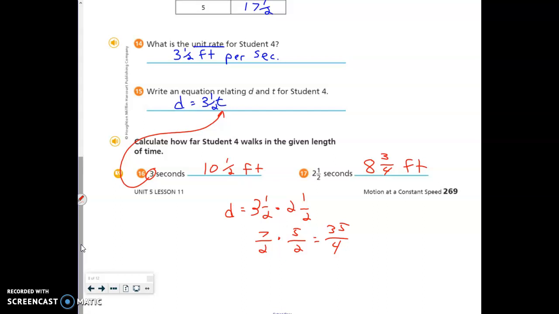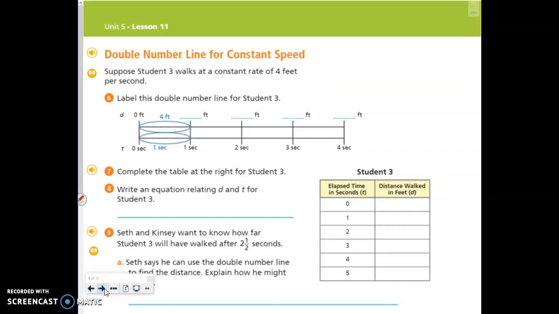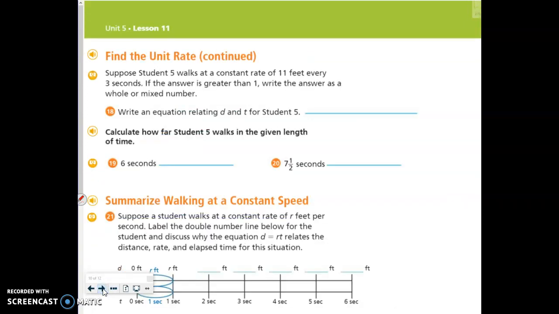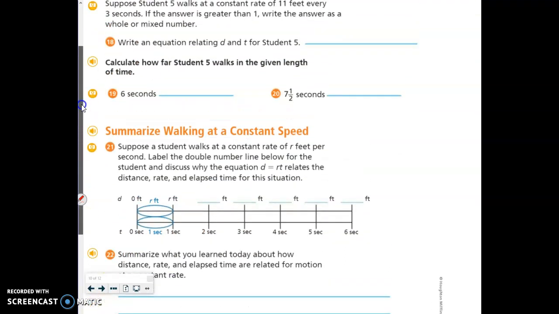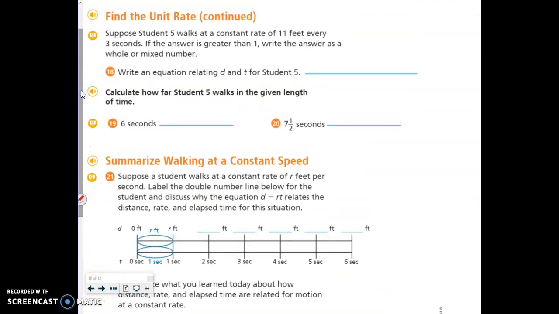All right, one last little piece here. I'm not going to go through the whole of this last page, but I do want to talk about that we got one more student here. All right. And now we've got student 5, who's walking at a constant rate of 11 feet for every 3 seconds.